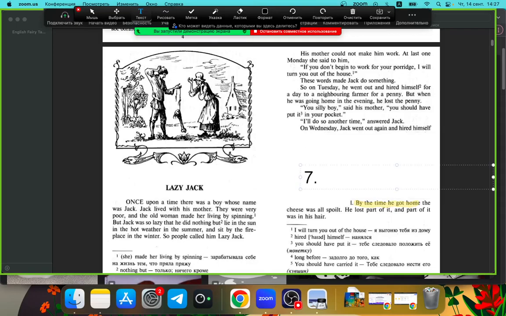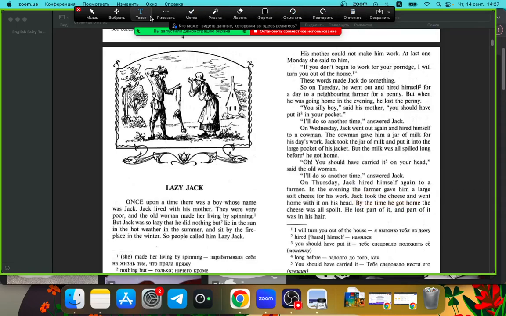Number 7, storytelling. Okay, storytelling. It's number 7. By the time he got home, the cheese was all spoiled. This sentence. And one more thing that you'll have to write down with the same sentence but in a different part. The cheese was all spoiled.